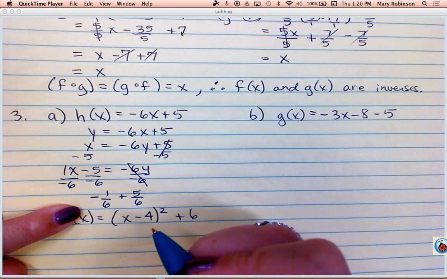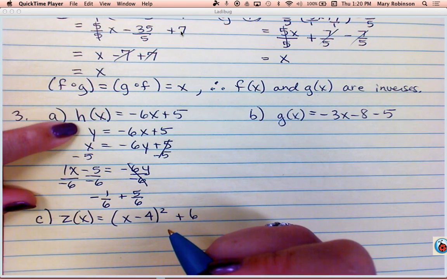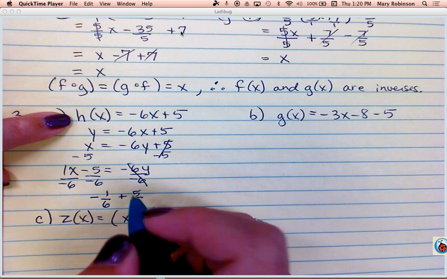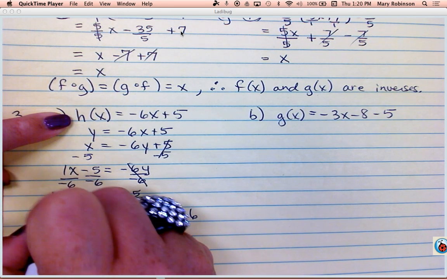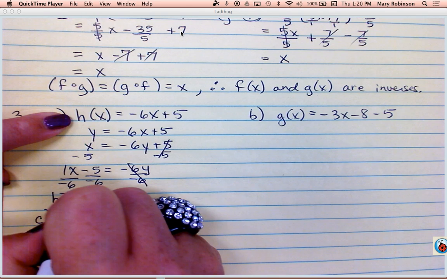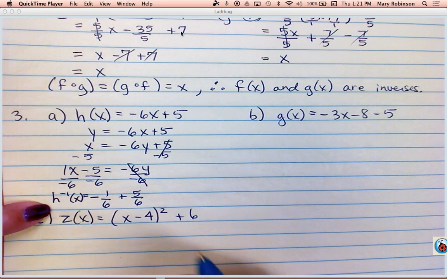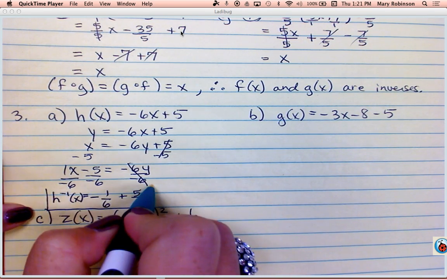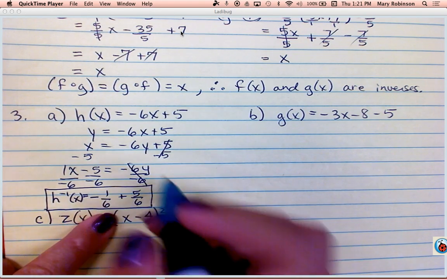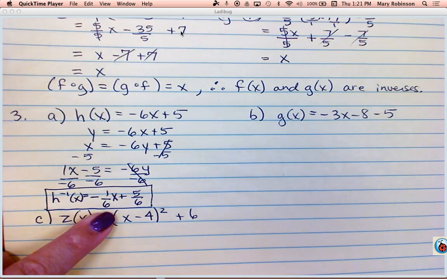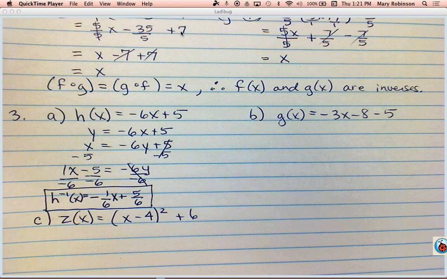Now what I'm going to do is I could put y, but then I'd have to change it, because if my function is h of x, I need to write my final function as h inverse of x. So h inverse of x equals negative 1/6. Oh goodness, I forgot my x. Negative 1/6 x plus 5/6.